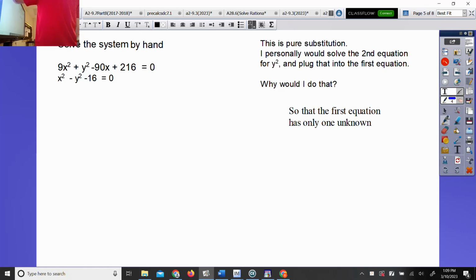So to solve this thing for y squared, what are you going to do with that thing? I would just do that. That fixes signs and everything.